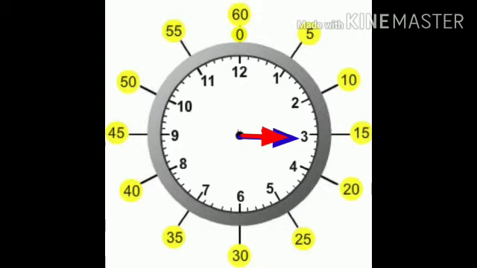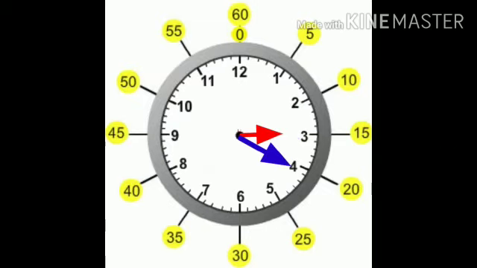Students, look at this clock. Here the hour hand and the minute hand both are on number 3. So the time is read as 3:15. For minutes, we count the table of 5 up to 3. 5 threes are 15. So the time is 3 hours and 15 minutes.